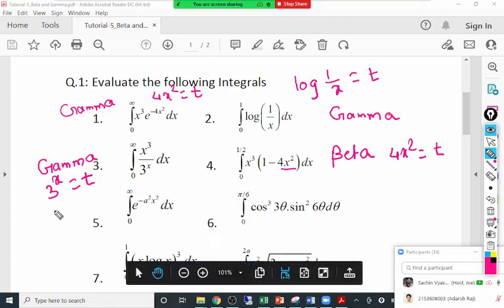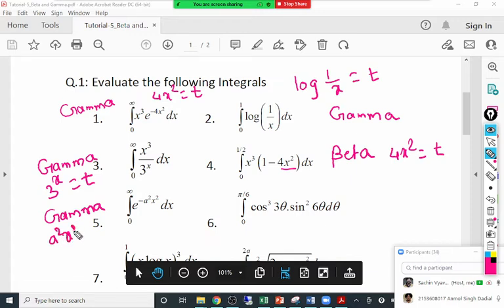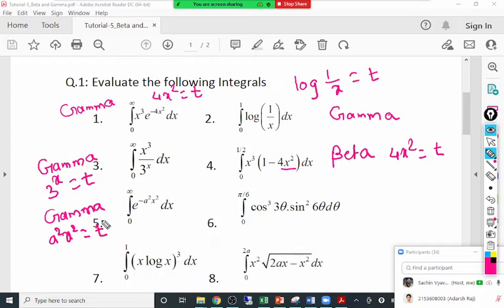Fifth question. Gamma, with x square equal to t. Gamma, correct. And a square x square equal to t is the correct substitution. So that is the fifth. Now the sixth question.